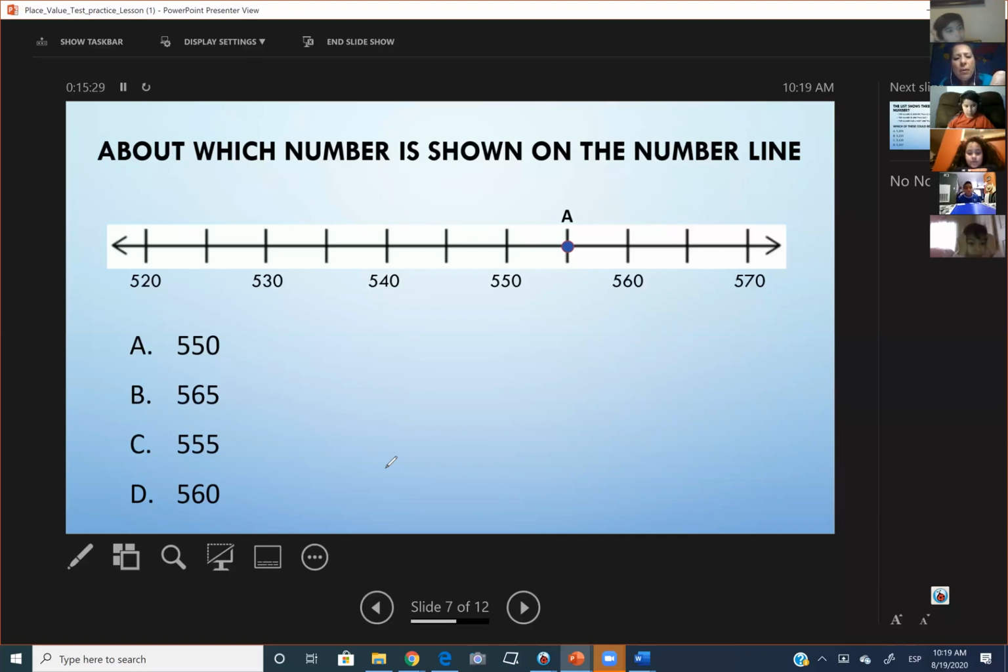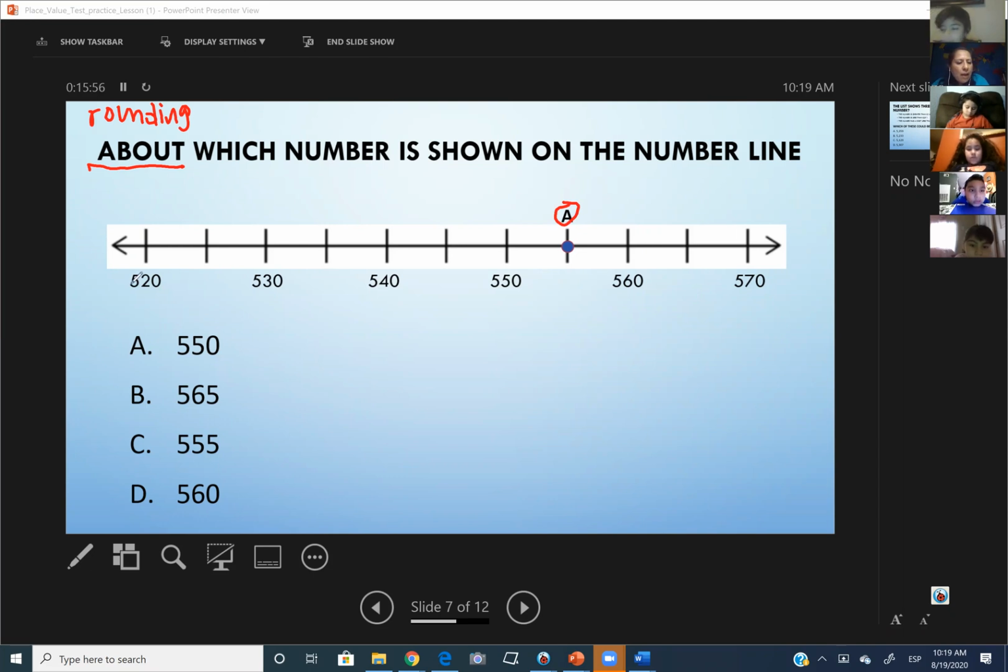So remember, when we are working problems, if you see the word about, it means rounding. So they're not asking me about the actual number. So which number is shown in the number line? I'm trying to find the number in point A. So what I have to do is find first what they're counting by.